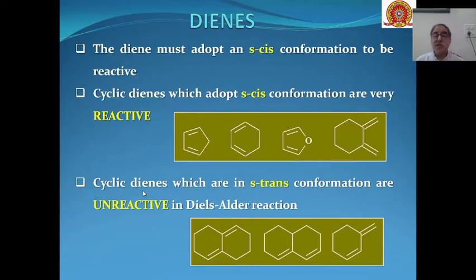Similarly, cyclic dienes which are in S-trans conformation are not reactive in Diels-Alder reaction. So these are the examples where cyclic dienes have S-trans conformation, and that is why they are not reactive in the Diels-Alder reaction.